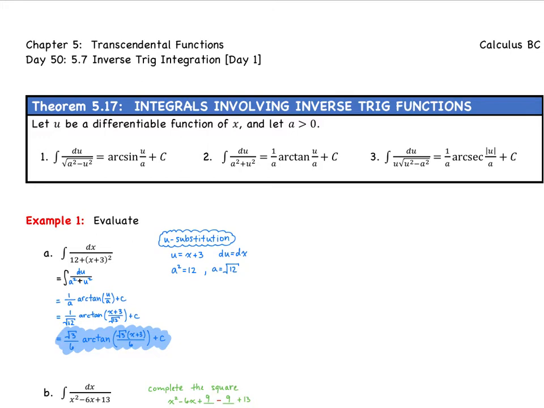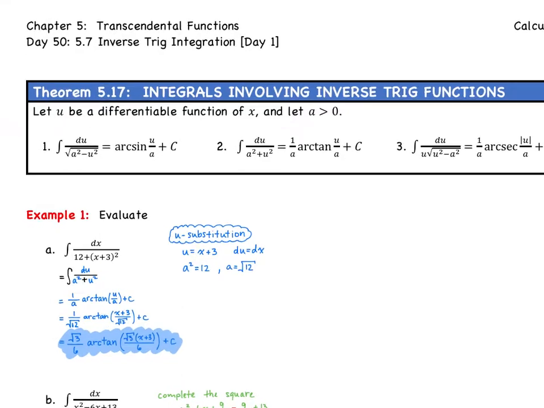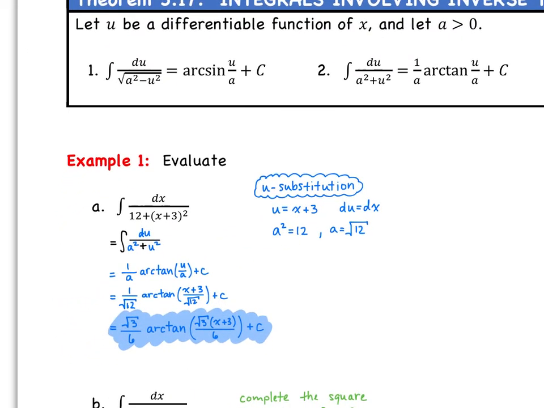Now we're going to get into some examples, different methods for evaluating these integrals. All right, and again, our goal is to rewrite what we currently have for our integrals so that they look like they are in one of these three forms so that we can integrate it. So this first example here, we are integrating dx over 12 plus (x plus 3) squared.